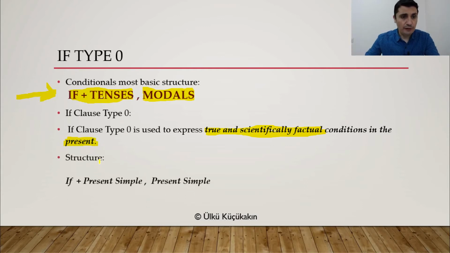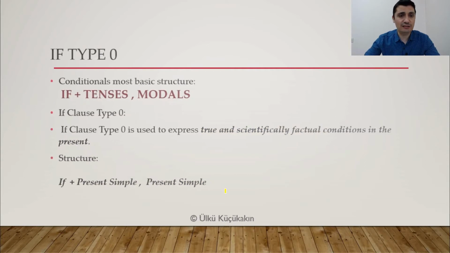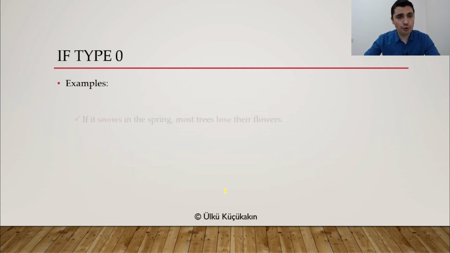So for this reason, the structure is very, very simple. After if, you have present simple tense, and in your main clause, you again have simple present tense, because you are talking about general truths. Whether it's your truth or it's scientifically factual, it doesn't matter. You're talking about general truths in the present. For this reason, if plus simple present, comma, simple present. That's it. So let's give some examples.